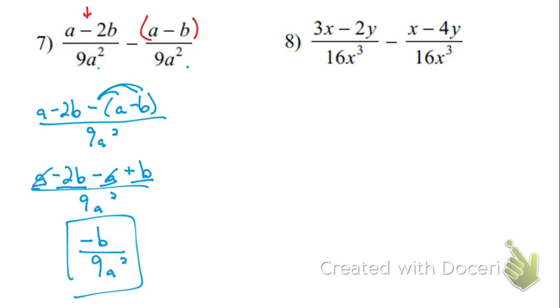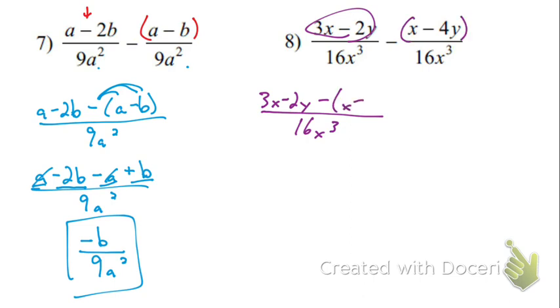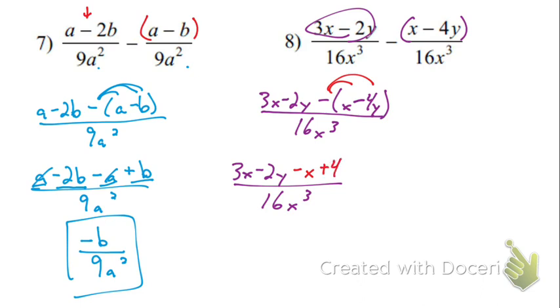We're done. Now number 8, I'm going to change my color just to liven it up a little bit. I have another subtraction problem. 16x to the third is still the denominator, all right? So I'm going to write 3x minus 2y, because that's what this numerator is, and we're subtracting this whole thing. It's important, because now we have to distribute the negative over here. So what we really have up top is our numerator, and I'll go ahead and rewrite 16x to the third. We have 3x minus 2y, but then we have minus x and plus 4y because of the distribution of the negative sign, or the subtraction sign.